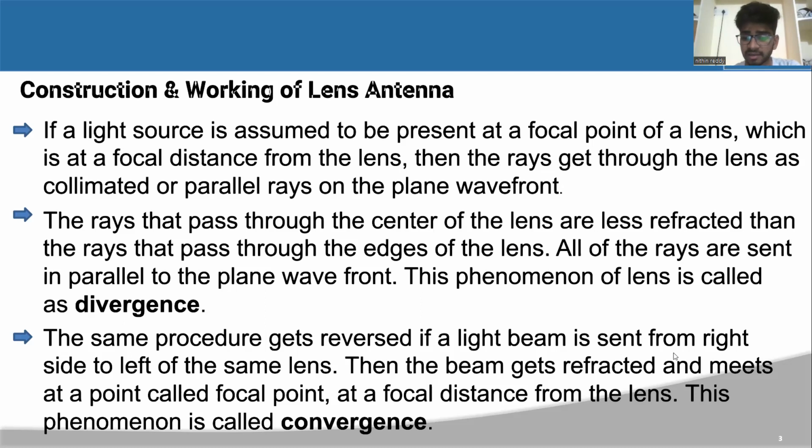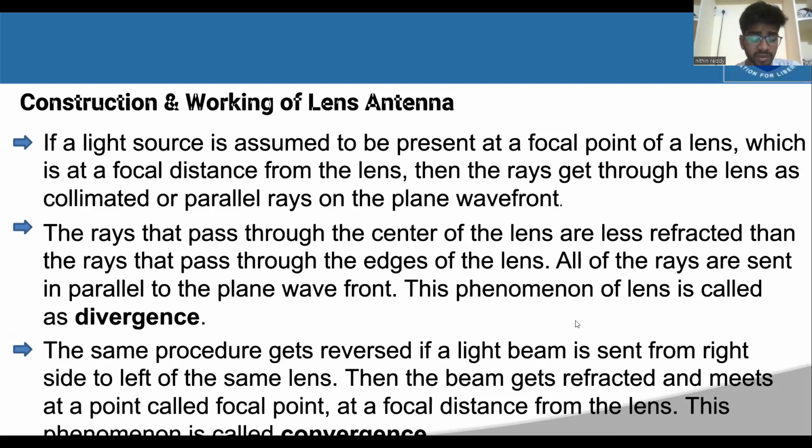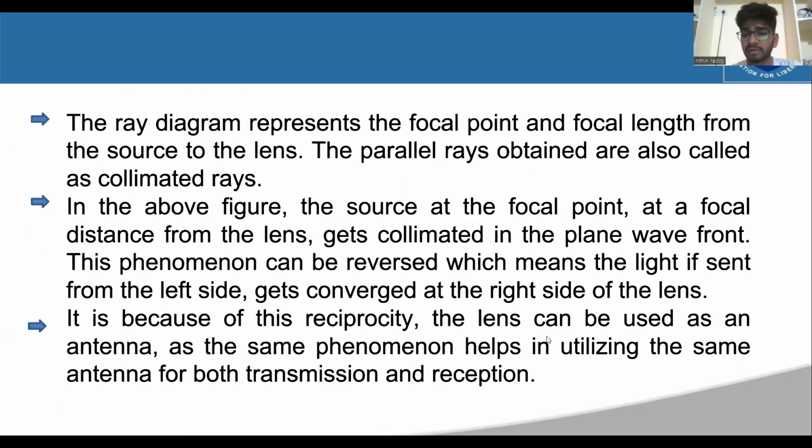Then the beam gets refracted and meets at a point called the focal point at a focal distance from the lens. This phenomenon is called convergence. And the ray diagram represents the focal point and focal length from the source to the lens. The parallel rays obtained are also known as collimated rays. In the above figure, the source at the focal point, at the focal distance from the lens, gets collimated into the plane waveform. This phenomenon can be reversed, which means the light, if sent from the left side, gets converged at the right side of the lens. It is because of this reciprocity.